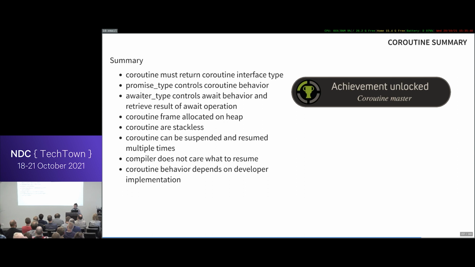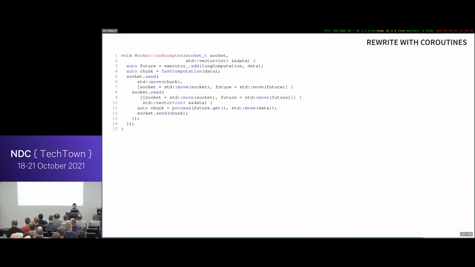And the next thing is that the compiler doesn't care what to resume. It's more like a runtime decision here; it will do whatever you say. And the most important thing is that the coroutine behavior depends on the developer's implementation, so you don't know how it works. You can see the documentation. So let's try to use it. Now we know everything, so let's go back to our code, which maybe you forgot. Maybe you don't remember what it does anymore.